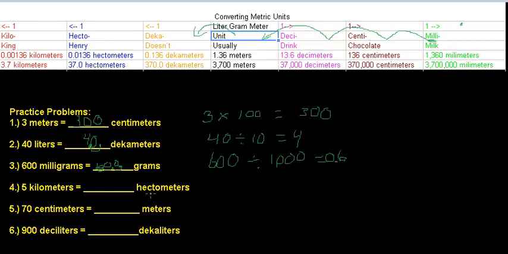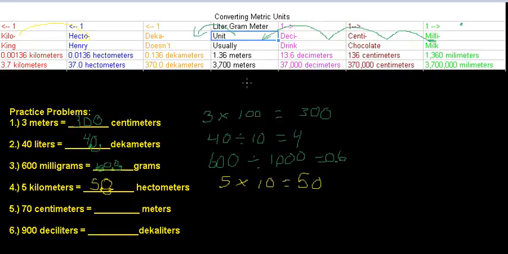Alright, so we have 5 kilometers, and we're going to hectometers. Again, we need to look for kilo. Kilo's here. I'm going to hecto, which is right next door, so I'm going to the right 1. If I have 5 and I have the decimal point here, we're going to the right once. That'll leave me with 50. Or that would be 5 times 10, since we're going 1 spot to the right, equals 50.